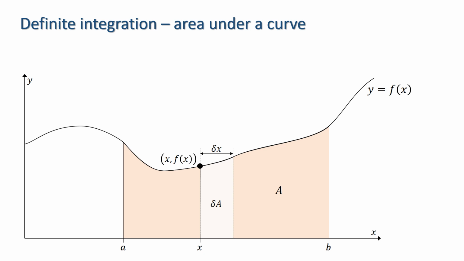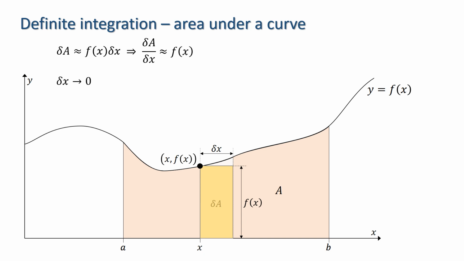If delta x is small, then delta A is approximately the area of the rectangle with height f of x and width delta x, i.e. delta A is approximately equal to f of x times delta x. Thus, delta A over delta x is approximately equal to f of x. If we take the limit as delta x tends to 0, we have dA by dx equals f of x.